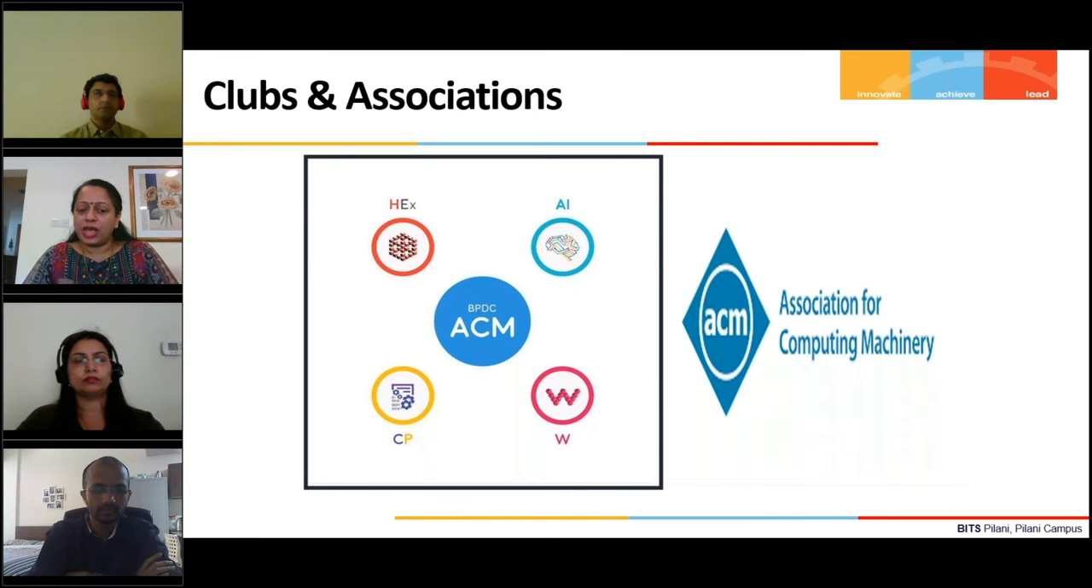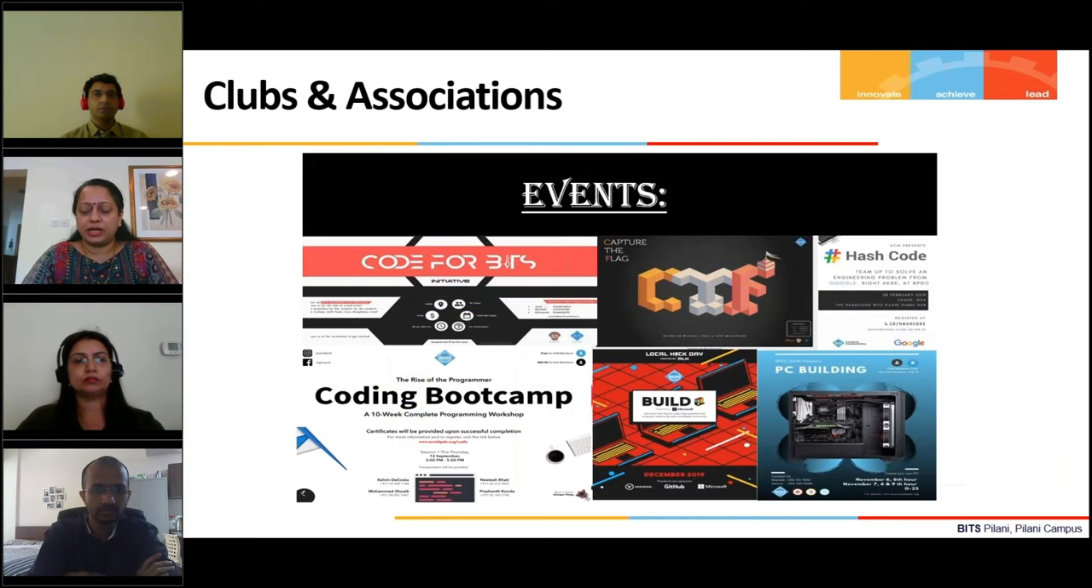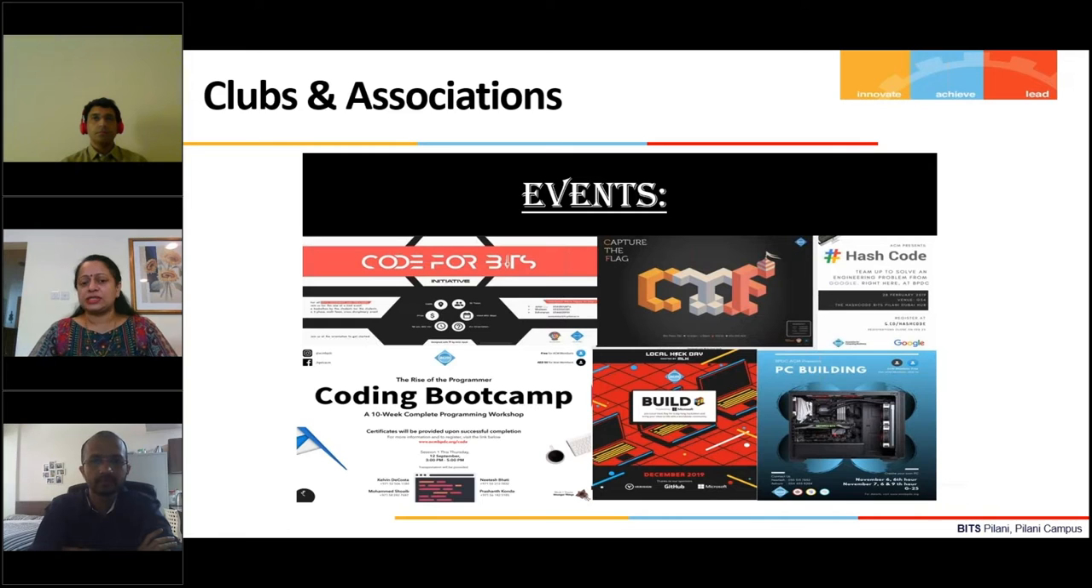So when we look at ACM, we have different versions of the ACM. We also started ACMW, which was the first women's only chapter in the UAE. We have conducted plenty of different events. We have lots of boot camp events and lots of coding events. With Google, we conducted Hash Code, which is very challenging for students. We had Build Your Own PC, where students disassembled a computer and assembled it again.